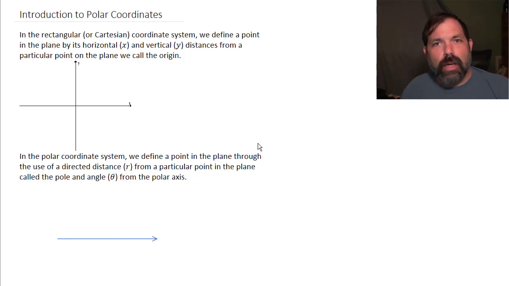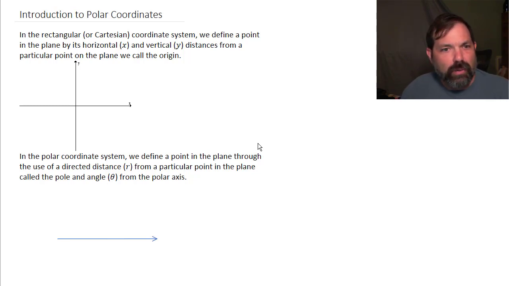So sometimes the coordinate system that we're used to using with x and y, the rectangular or Cartesian coordinate system, sometimes that's not the best system to use. And there's another system that we commonly use in two dimensions. It's called the polar coordinate system. And so in this section I'm going to introduce the polar coordinate system, show you how we plot points, and how we can convert between the rectangular system and the polar system.